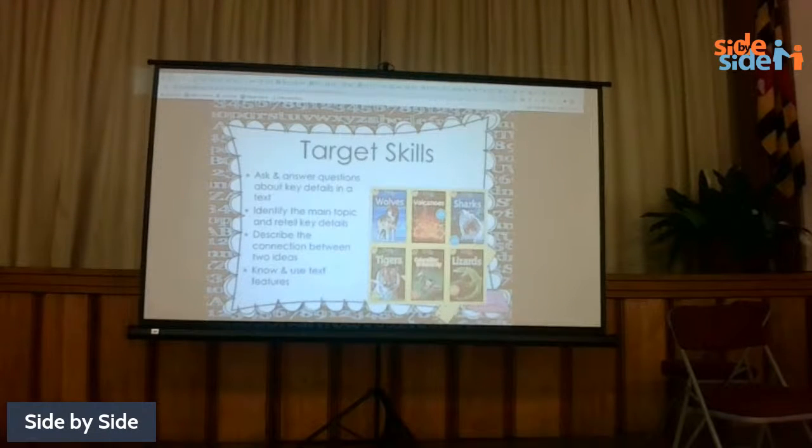So, some of the target skills when you're thinking about fiction and nonfiction are asking and answering questions about the key details in a text. So like the main idea, the main character, the setting, what's happening, beginning, middle, and end. Those are important details about the story. Identifying the main topic, describing the connections between two different ideas, and then knowing and using text features. Anyone know what text features are? Good, we're going to go over that.